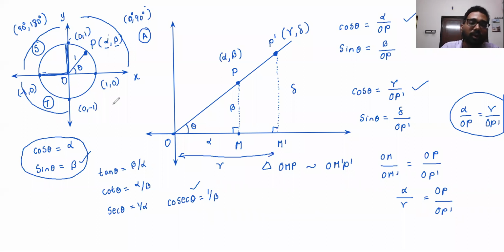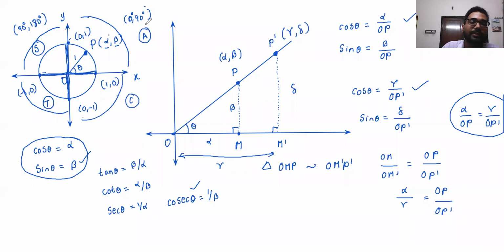In the fourth quadrant, alpha is going to be positive and beta is going to be negative. The x coordinate is positive in the fourth quadrant, and the y coordinate is negative. So cos theta and 1 by cos theta, that is alpha and 1 by alpha, are going to be positive, and all the others are going to be negative. So in the fourth quadrant, cos and 1 by cos are positive.